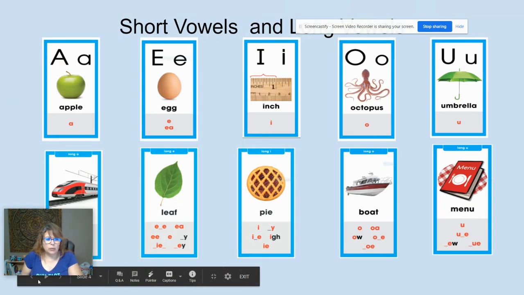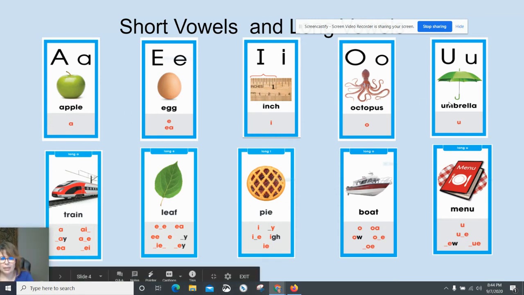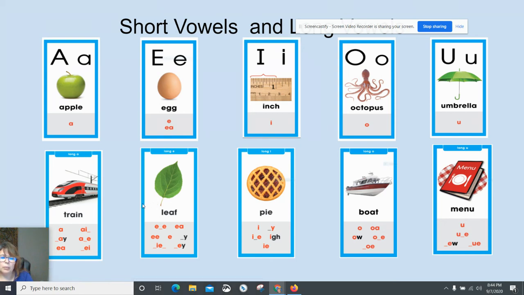So now we're going to review a little bit on our sound cards. Here I have the sound cards. We have the short vowels and the long vowels. It is important for us to talk about the short and the long vowels because that's what we're going to be working on today and during this week: open syllables and closed syllables. When we hear open syllables or closed syllables, we're talking about the sound that the vowel makes. So let's review the sounds first.